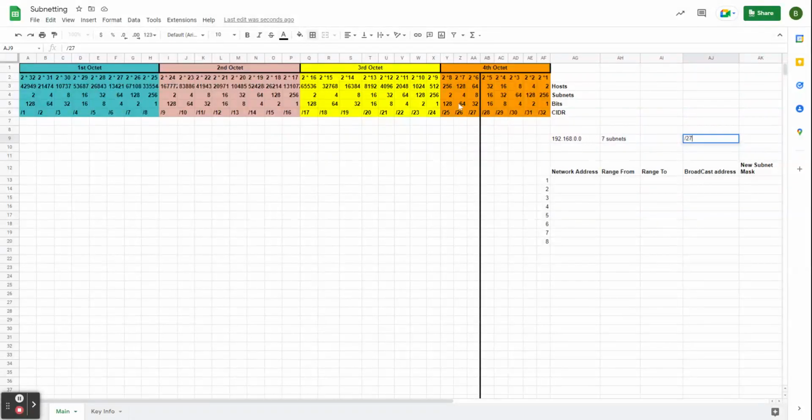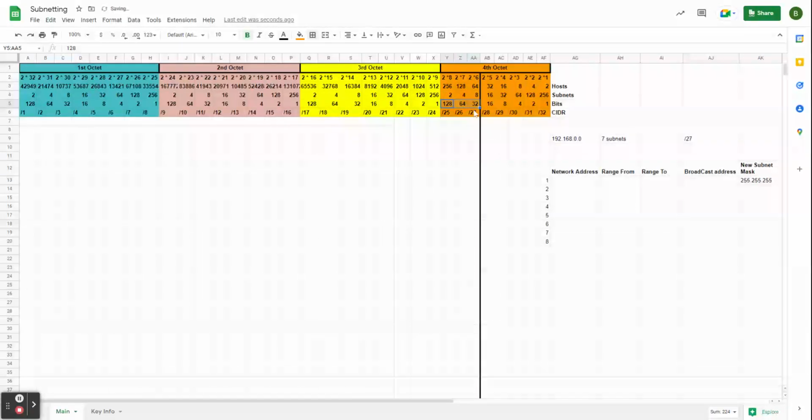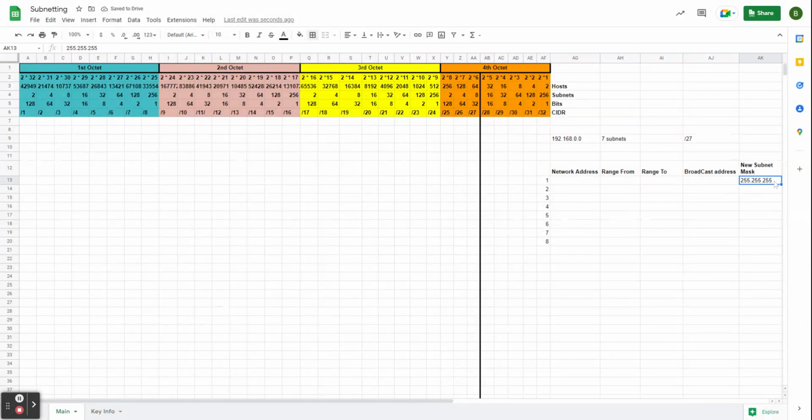If I added 27 bits together, I would obviously get 255.255.255 from these 3 octets. Now I want to add these 3 numbers together, which gives us 224. So that is our new subnet mask, and again that relates to the CIDR notation, which is a /27. So into the network addresses.